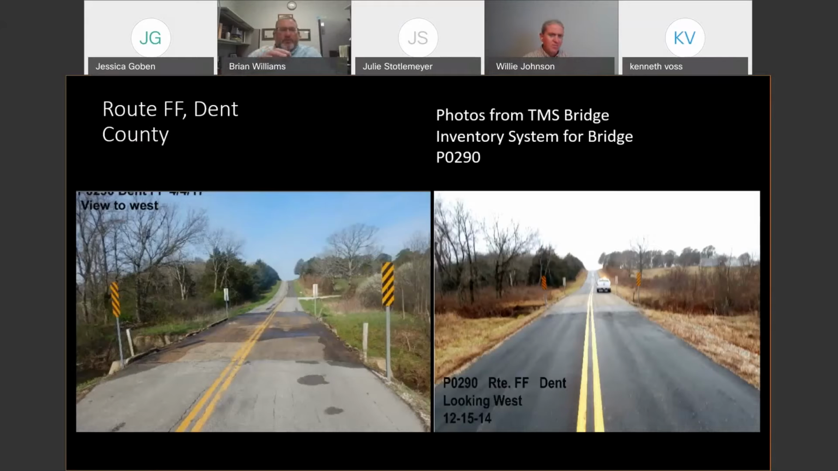So here's some of the photos. If you're unable to get out in the field, here's photos from the bridge inventory system. And you can see kind of the layout. Some of these are old photos from 2014, but it would at least give you an idea of kind of what the area looks like, what you're working with. And then as you change your design, understanding how you may need to put BMPs out there to protect the waters and stuff.